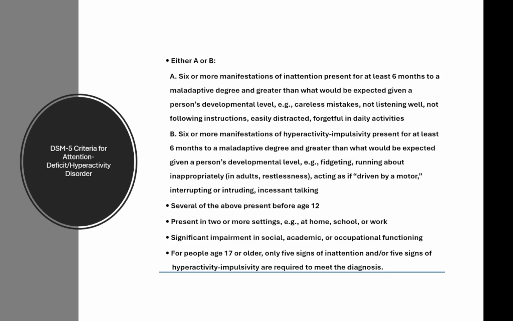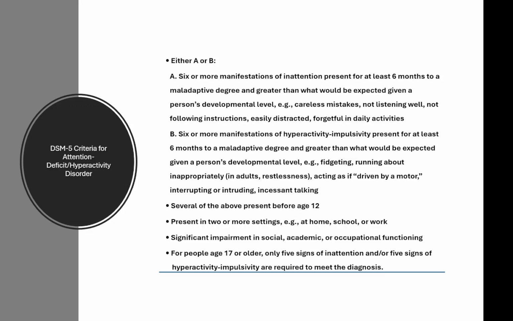This is very important. So it could be at home, at school, at work, and other situations, maybe practice if they play sports, and it has to cause significant impairment. So for children, this includes community settings as well. For individuals 17 and older, only 5 signs of inattention or hyperactivity need to be present for the diagnosis.